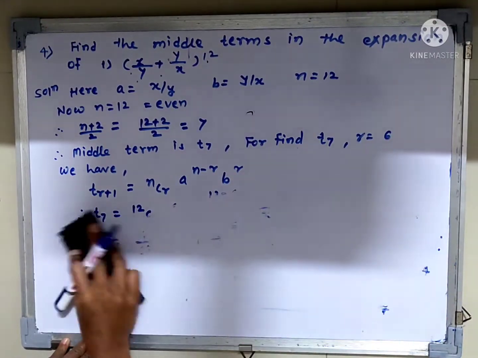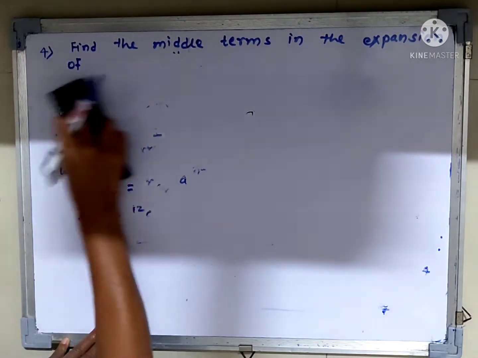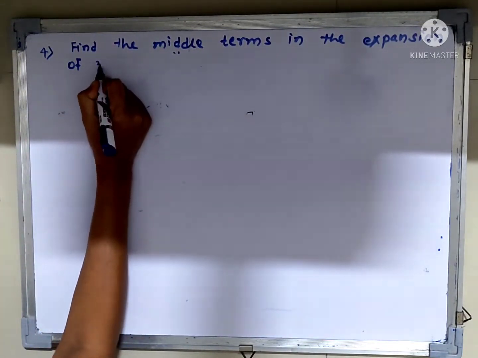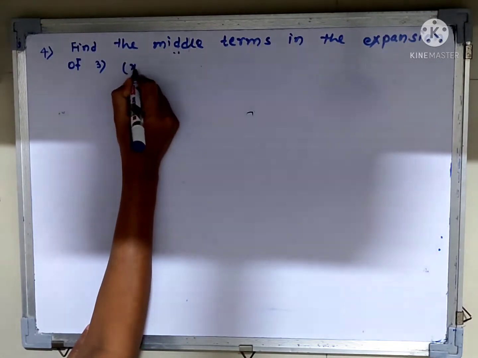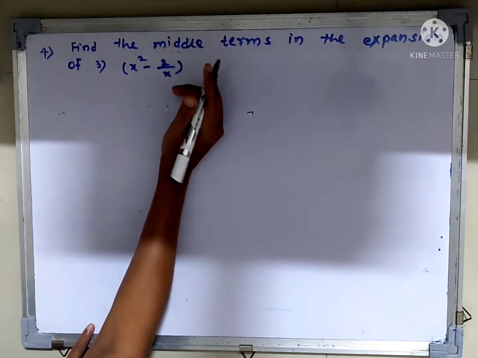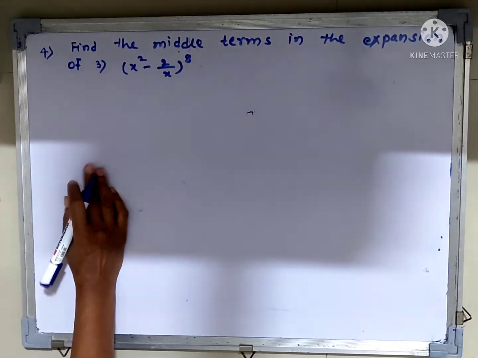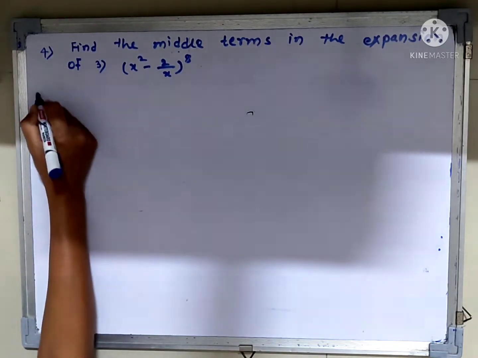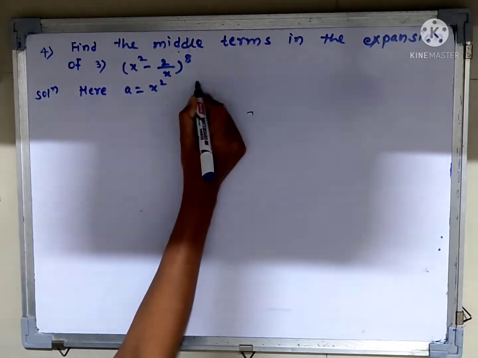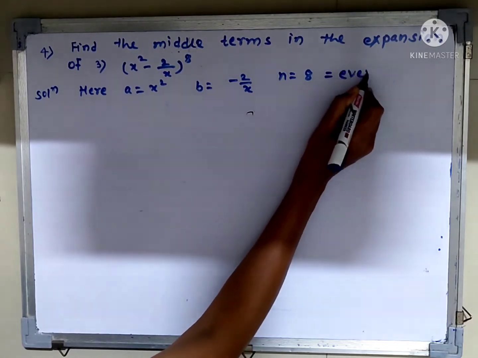Example number 3. The second example you have to solve, second and fourth example. Example number 3rd: (x square minus 2/x) raised to 8. Here n = 8. It is an even number. Solution: here a = x square, b = minus 2/x, n = 8, which is an even number.